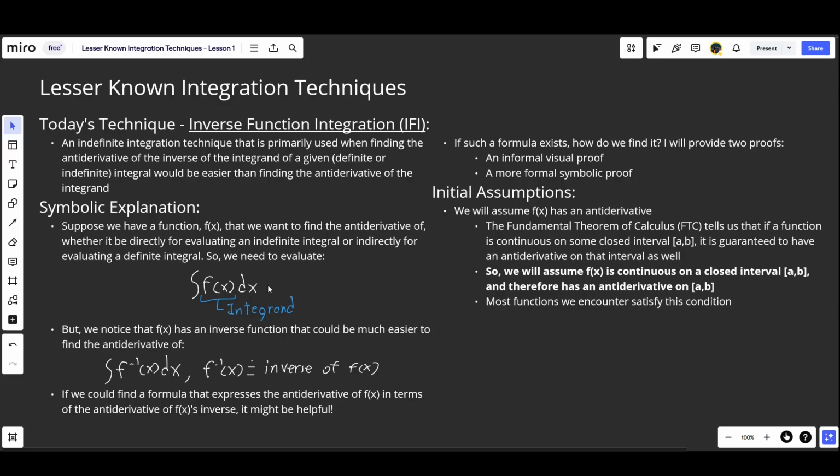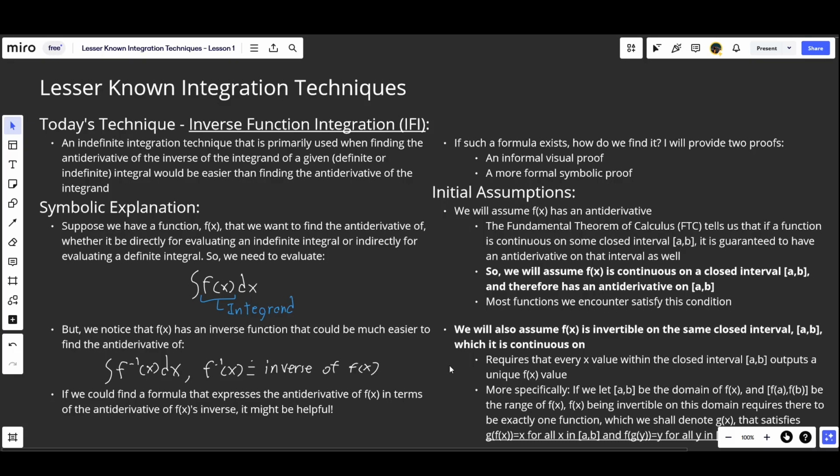Because we want to find the antiderivative of f of x, it's only natural that we assume that f of x has an antiderivative defined. The way we're going to go about this is by invoking the fundamental theorem of calculus. This tells us that if a function is continuous on some closed interval a to b, it's guaranteed to have an antiderivative on that interval as well. So we're going to assume that f of x is continuous on a closed interval a to b, and therefore has an antiderivative on a to b. The vast majority of functions we encounter satisfy this condition, as it's highly likely that they have at least one closed interval that they're continuous on.